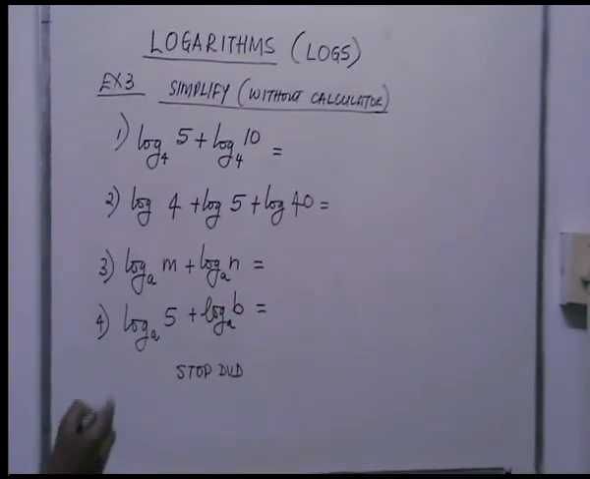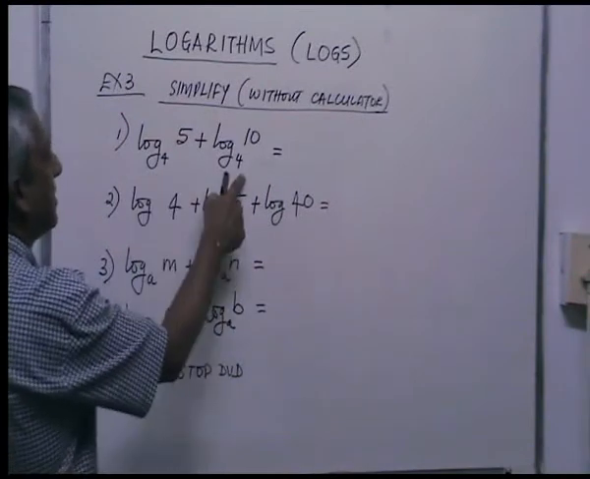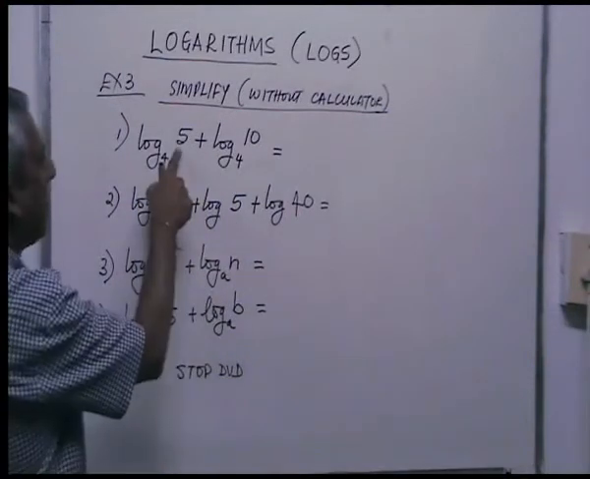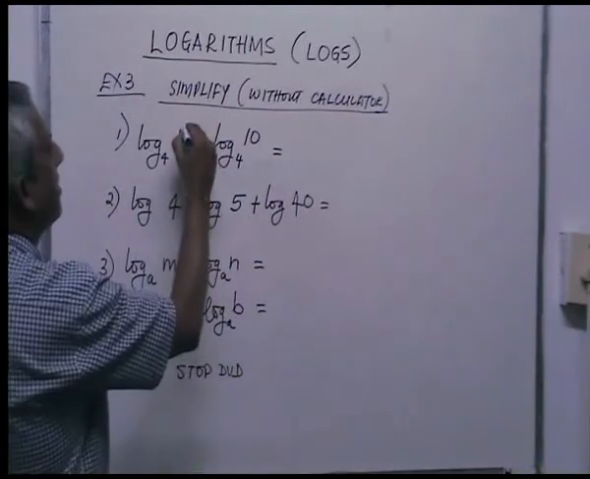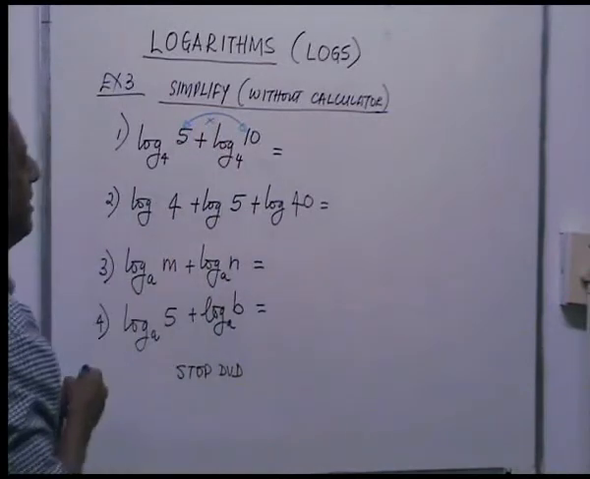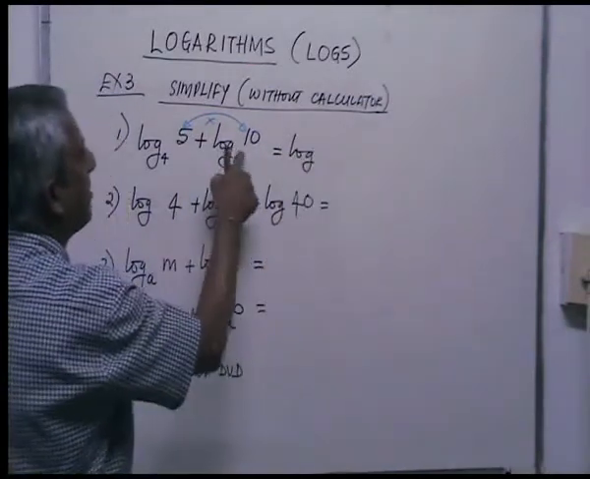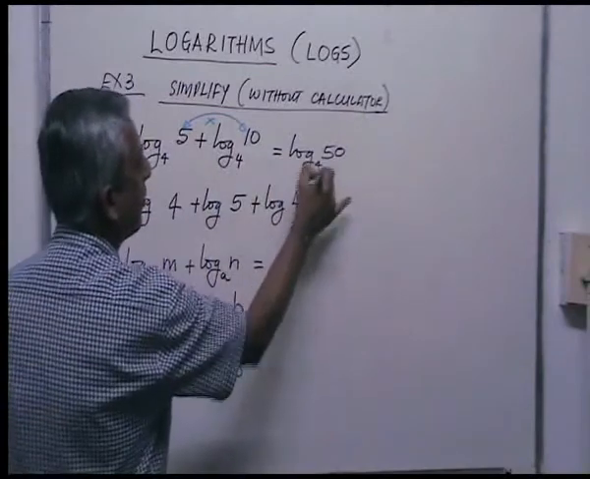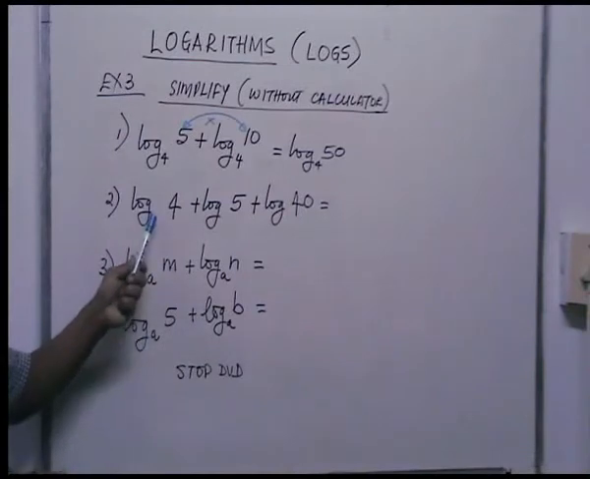Alright, so we want to apply law number 1 here, and that law says check if the bases are the same. Yes, the bases are the same. Therefore, you can multiply those two numbers. Just demonstrate. These two numbers can be multiplied. So the final answer is log 5 times 10, 50, and you must indicate the base, which is 4.